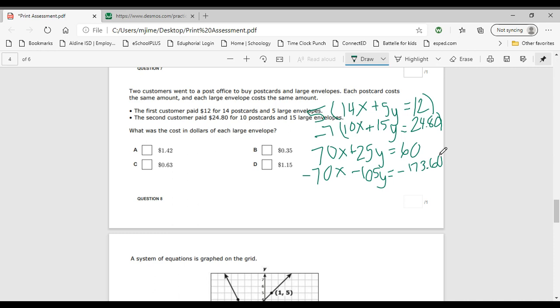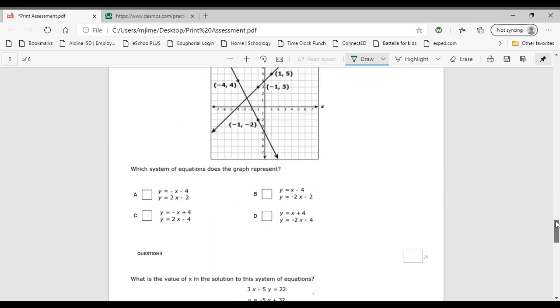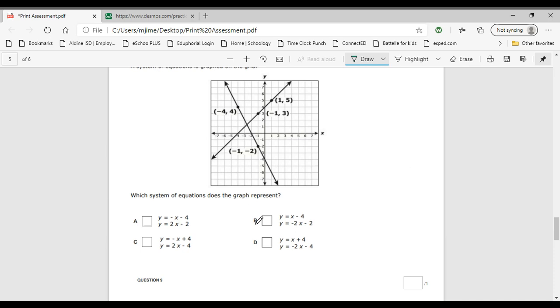All right, we're going to add, and this is going to help me eliminate the 70s and the x. So I would do positive 25 plus a negative 105, and then 60 plus negative 173.60, and then divide by whatever you get in front of the y, and there's your answer. It's y equals. All right, this one right here, all you have to do is type these equations into the Desmos practice because they're all in y equals, and figure out which one matches this.